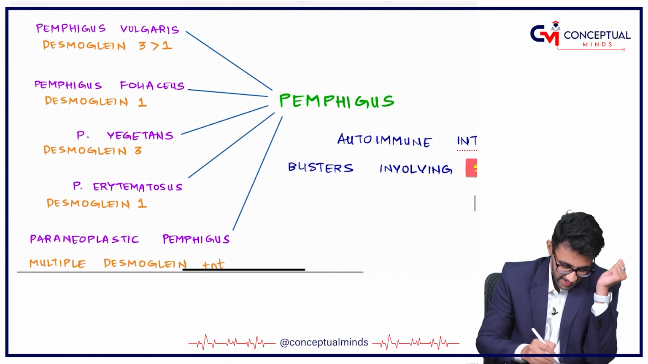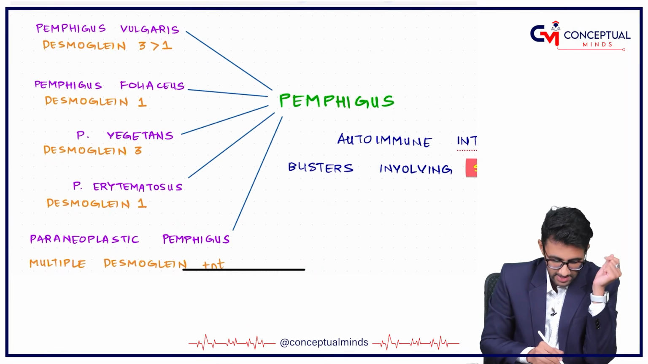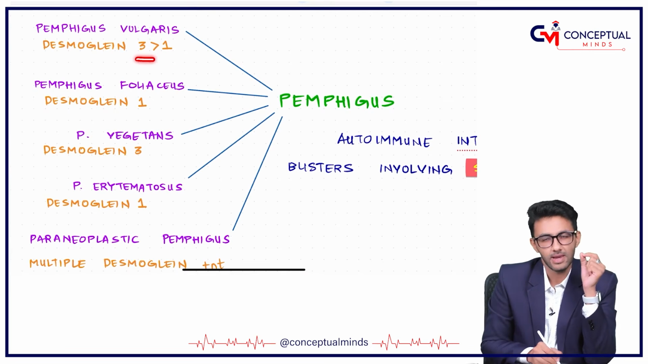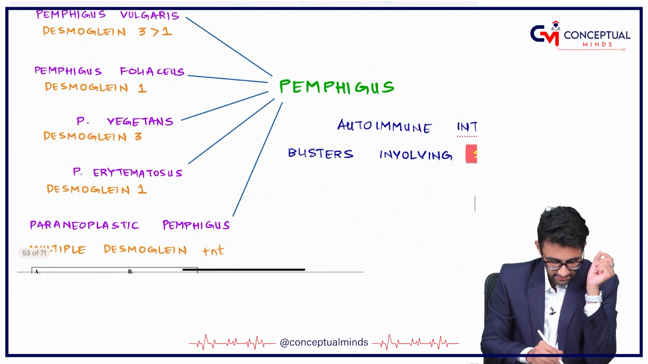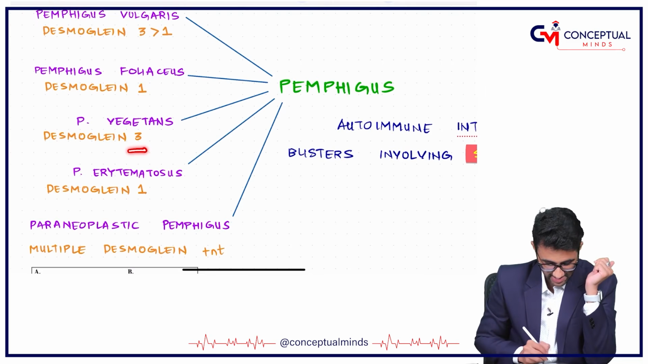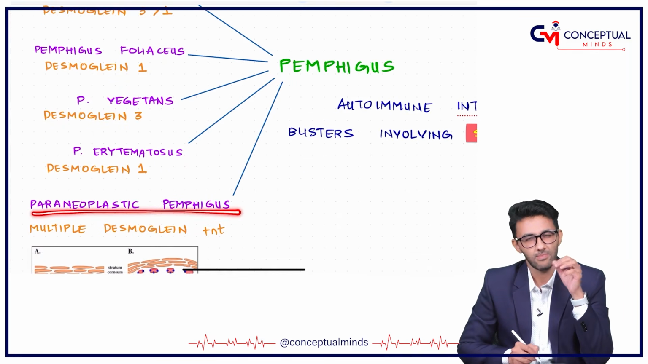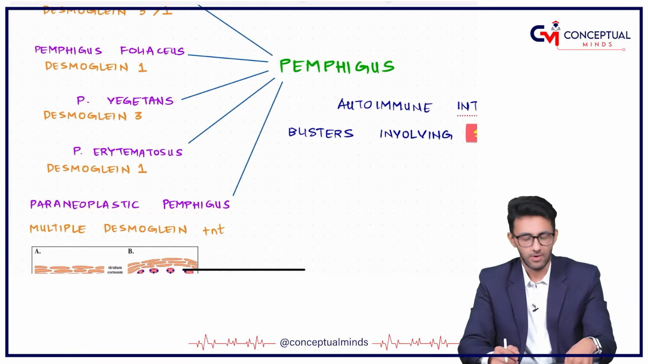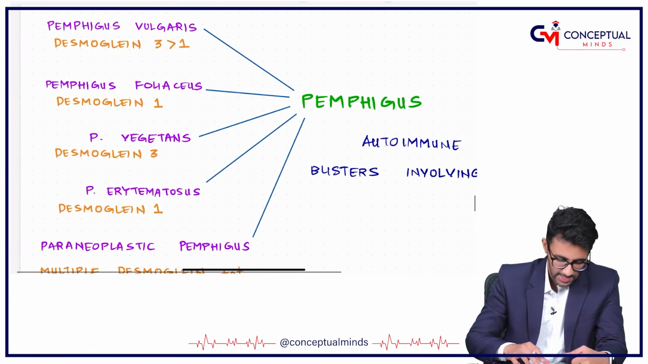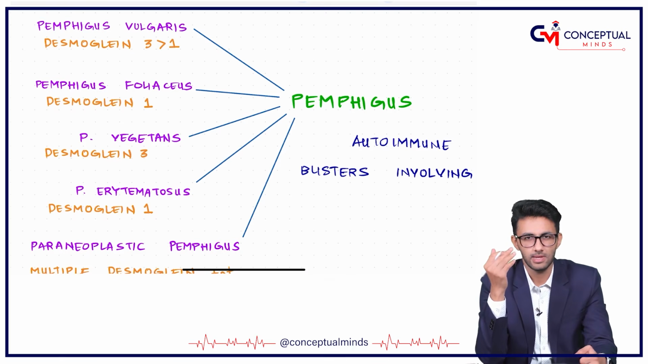In pemphigus vulgaris, the antibodies are made against desmoglein 3 more than 1. The next one is pemphigus foliaceus, which has desmoglein 1. The next one is vegetans, desmoglein 3. This is desmoglein 1 in erythematosus, and in the paraneoplastic one multiple desmogleins are involved because there is a whole systemic involvement. So now the thing is, how can we remember which desmoglein is related to which pemphigus group, which antibody is related to which pemphigus group?